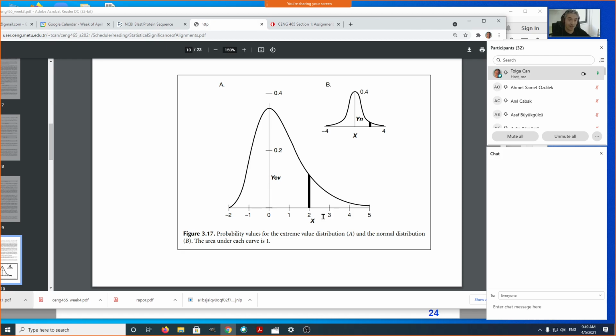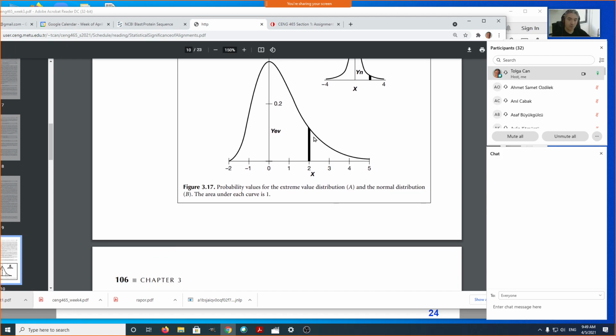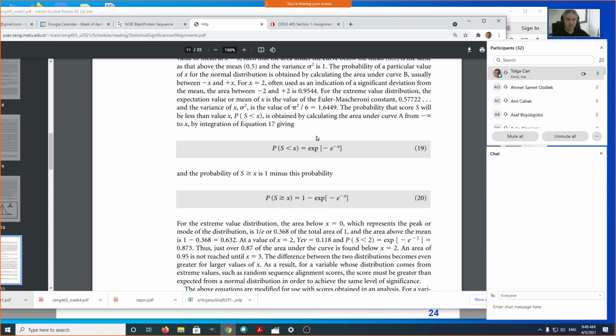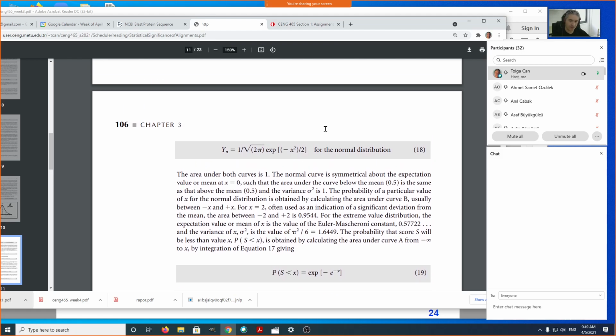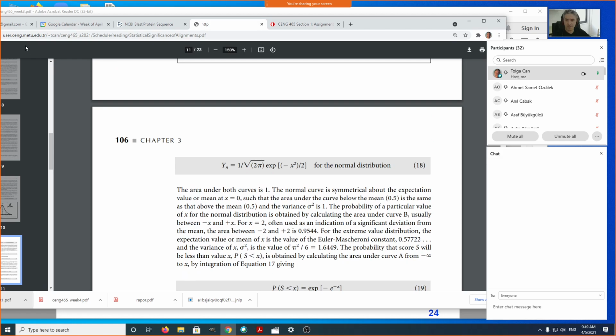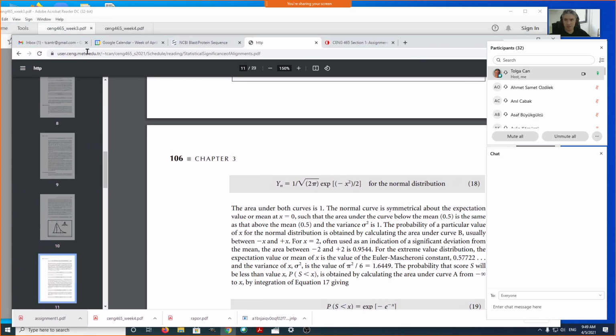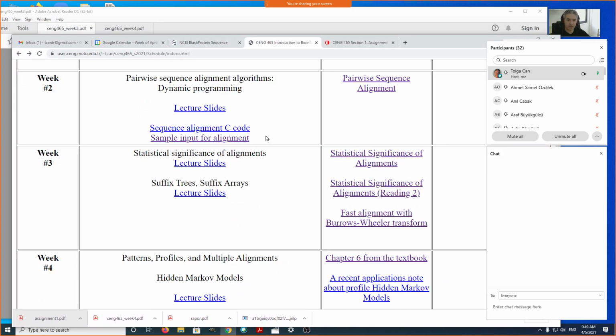So you're likely to get some positive values for random gaps, which means that you cannot assume normal distribution. But by using some of these, you don't need to understand everything written in this chapter, but it will give you a nice insight as to how statistical significance of alignments are computed.